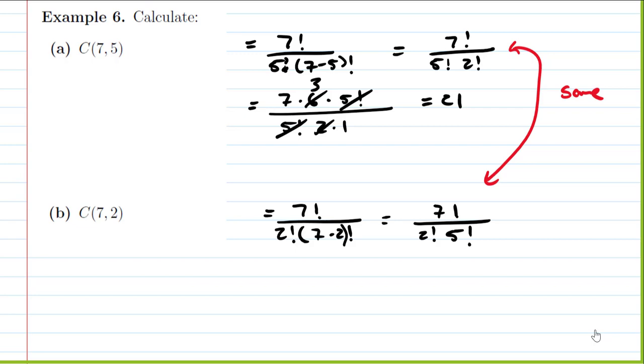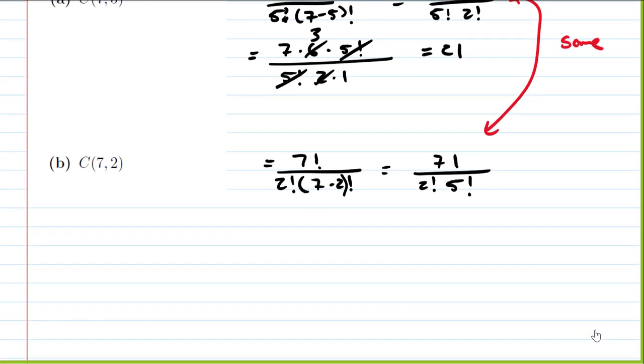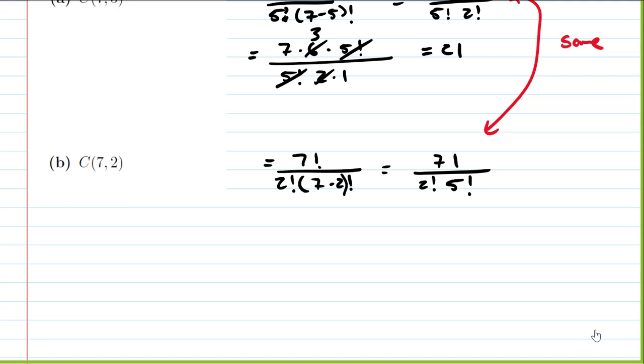But they're going to give us the same thing because the order we multiply in doesn't matter. So this would really be, once again, 7 times 6 times 5 factorial over 2 times 1 times 5 factorial. Those reduce out, and we get 21 again. So interesting. 7 choose 5 is the same as 7 choose 2. Why would that be the case?